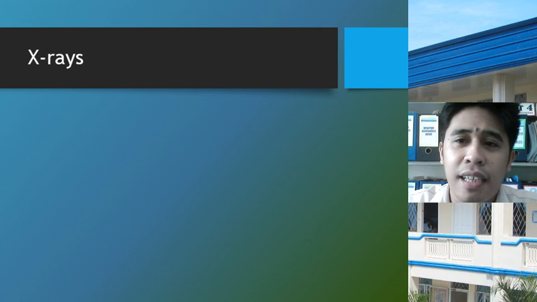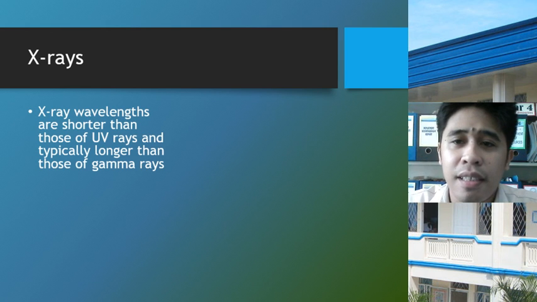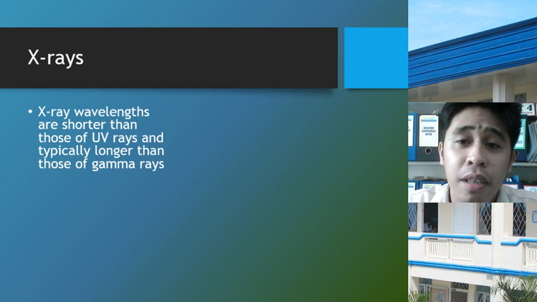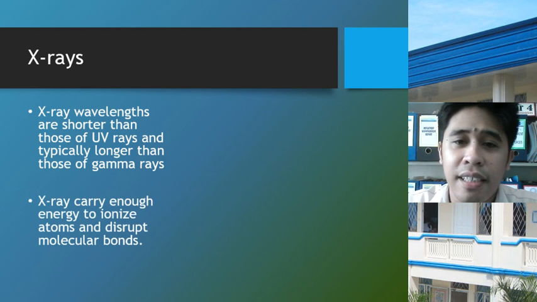X-ray wavelengths are shorter than those of UV rays and typically longer than those of gamma rays. This means that they carry enough energy to ionize atoms and disrupt molecular bonds, hence called ionizing radiation. X-rays have provided benefits and harm to living organisms, which again will be elaborated later in the course.